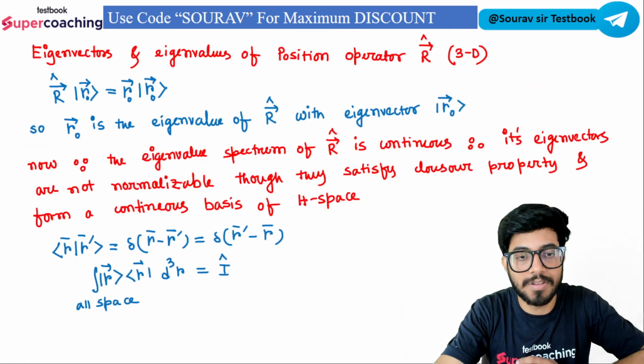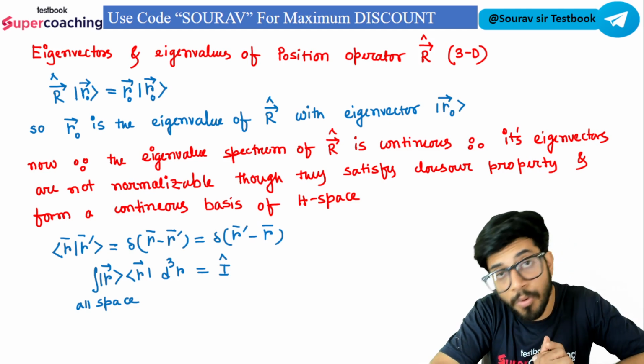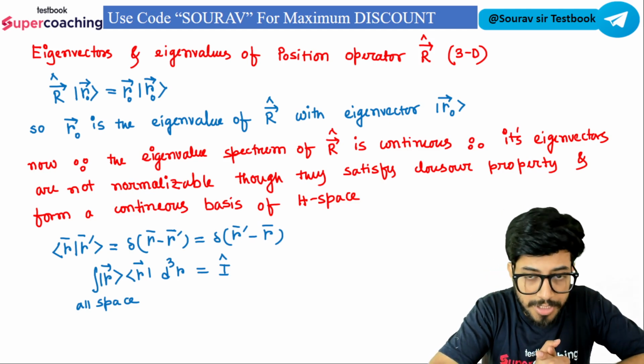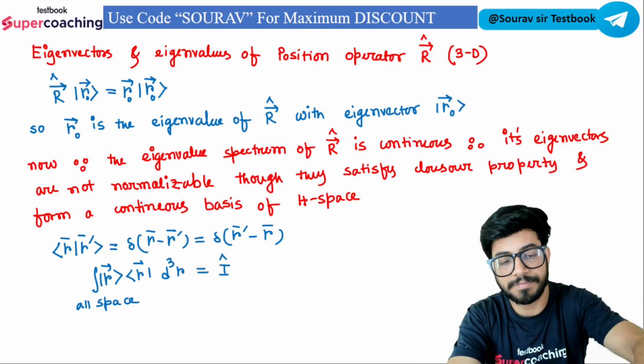So that was the eigenvalues and eigenvectors of position and momentum operator, both in your position basis and in your momentum basis. Thank you.